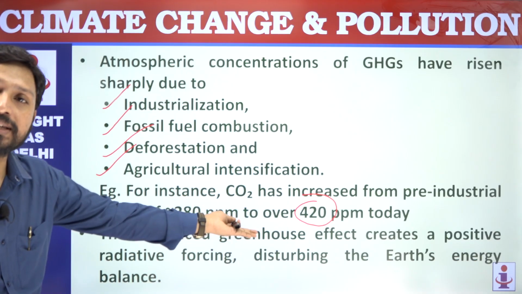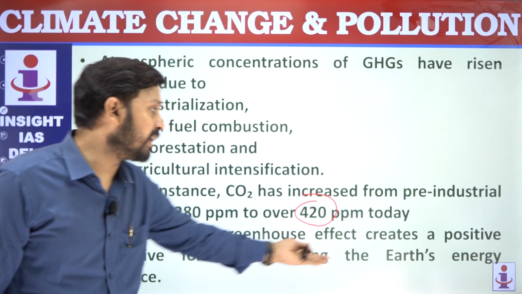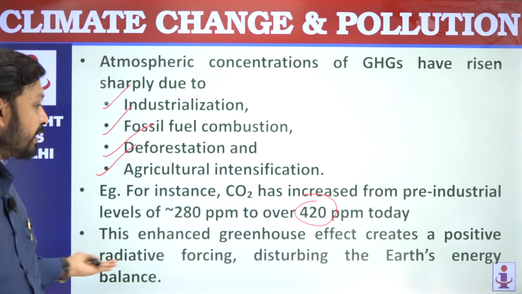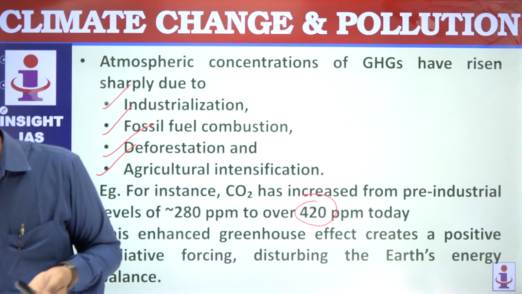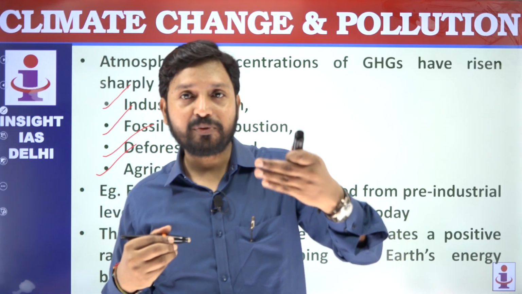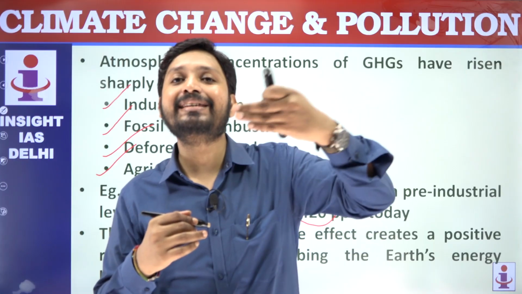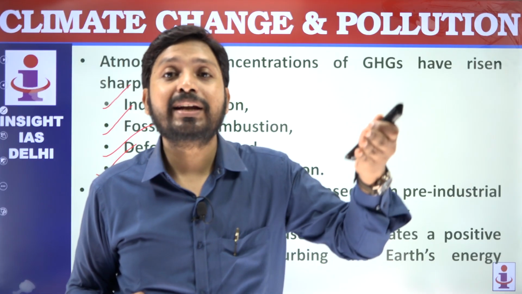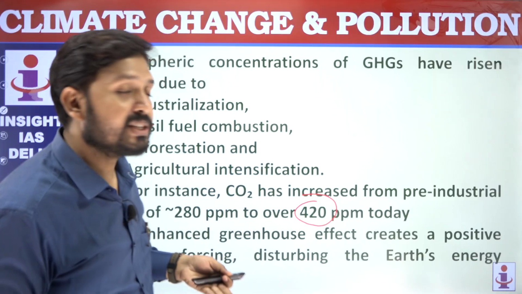So what will happen if it is increasing? This enhanced greenhouse effect creates a positive radiative forcing, disturbing the Earth's energy balance. What is this? See, there are two terms, positive radiative forcing and negative radiative forcing. Positive radiative forcing is nothing but those things which are leading to an increase in the temperature of Earth's atmosphere, and negative radiative forcing is those which are leading to a reduction in the temperature of Earth's atmosphere. The combination of this is called radiative forcing. So especially these greenhouse gases are leading to an increase in the temperature of the Earth, and there are certain aerosols. Those aerosols are leading to cooling down of Earth's temperature, that is negative radiative forcing.